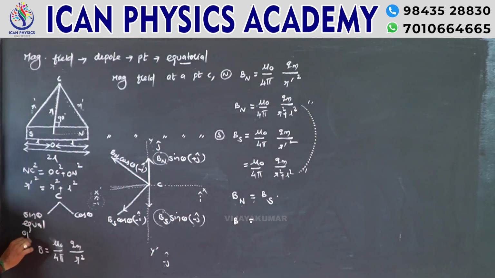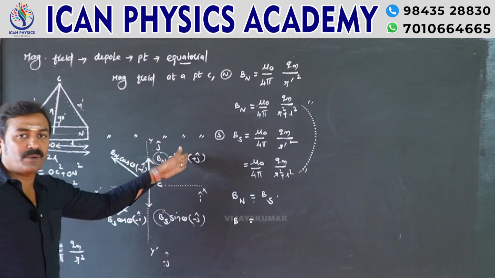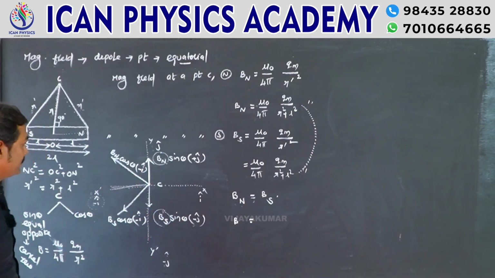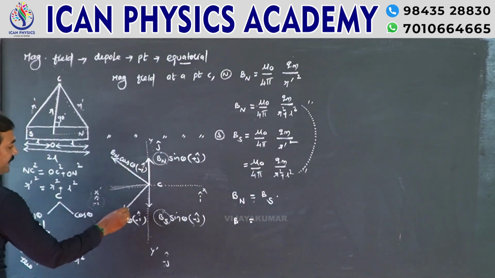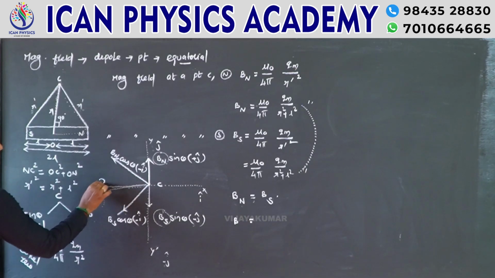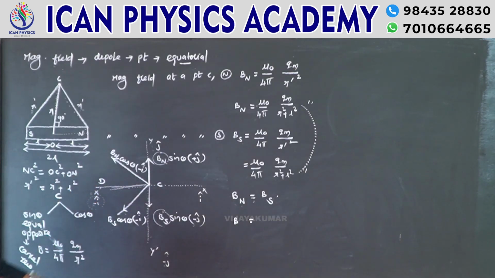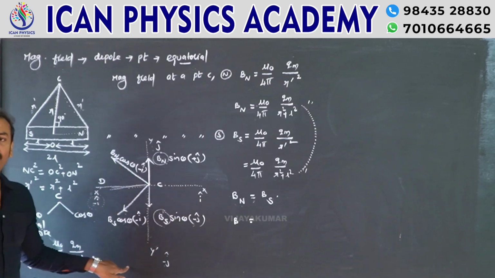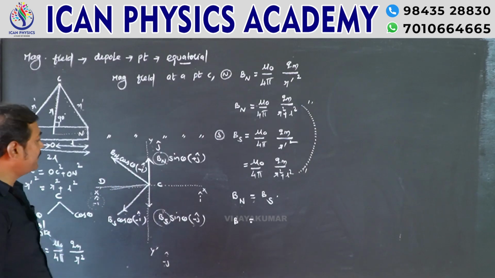ஈக்குவலா இருக்கு, ஆப்போசிட்டா இருக்கு. அப்ப ஈக்குவல் அண்ட் ஆப்போசிட்டா இருந்தா இது என்ன ஆயிரும்? கேன்சல் ஆயிரும். கேன்சல் ஆனா 0 ஆயிருச்சு. அப்ப இந்த வெர்டிகல் காம்பனன்ட் கேன்சல் ஆயிருச்சு. the resultant will be acting along this direction. அப்ப இது ரெண்டு ஆட் பண்ணா போதும். that is the total magnetic field.